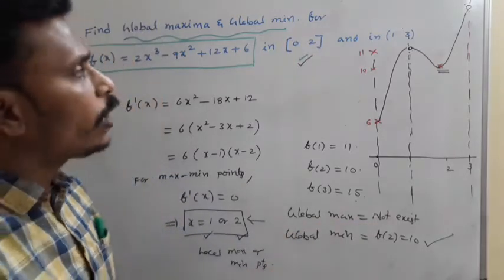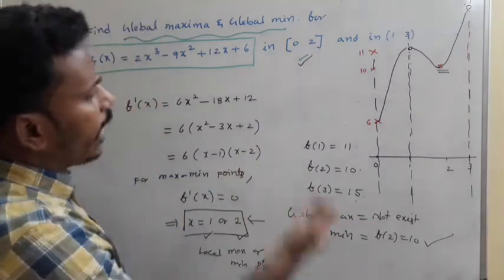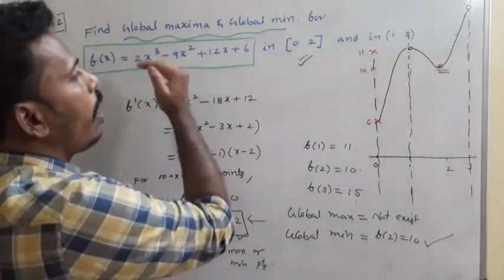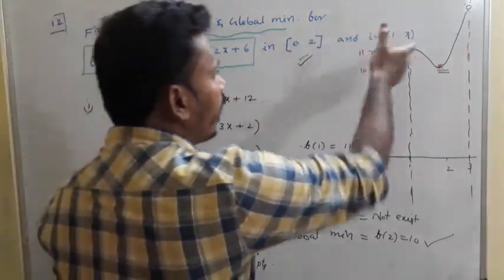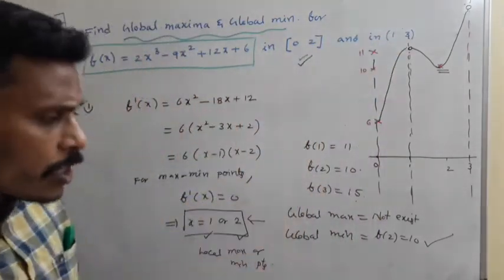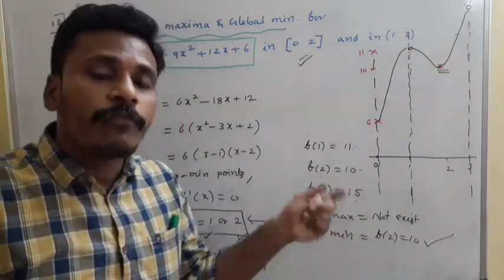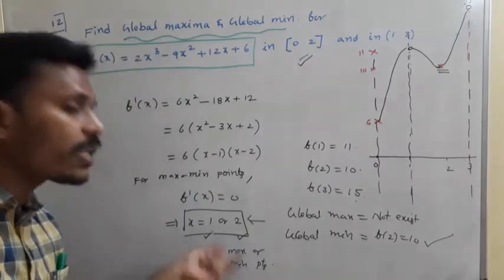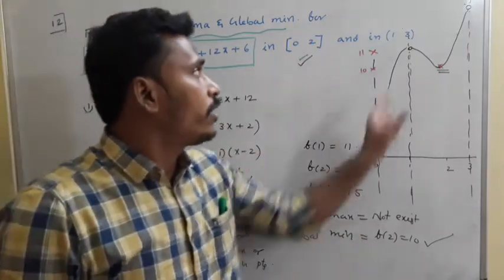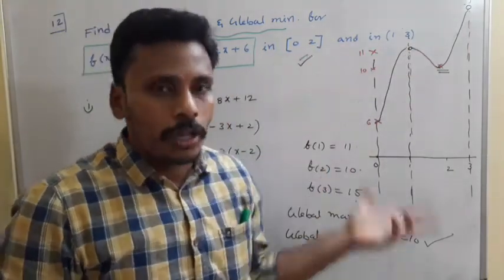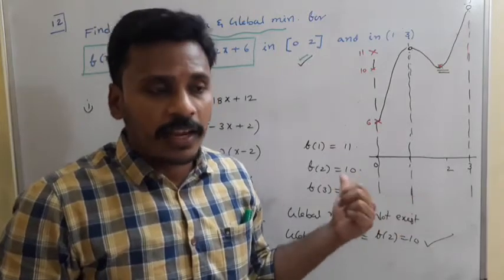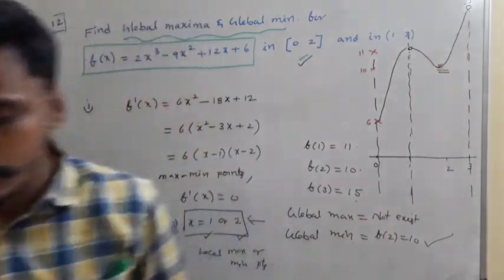So in this way we will calculate global maxima and global minima of different functions in the given intervals, right? So to calculate this global maxima and global minima, we need to concentrate on the functional values at the critical points as well as the functional values at the end points of the interval. Okay, this is another example related to that. Have a look.